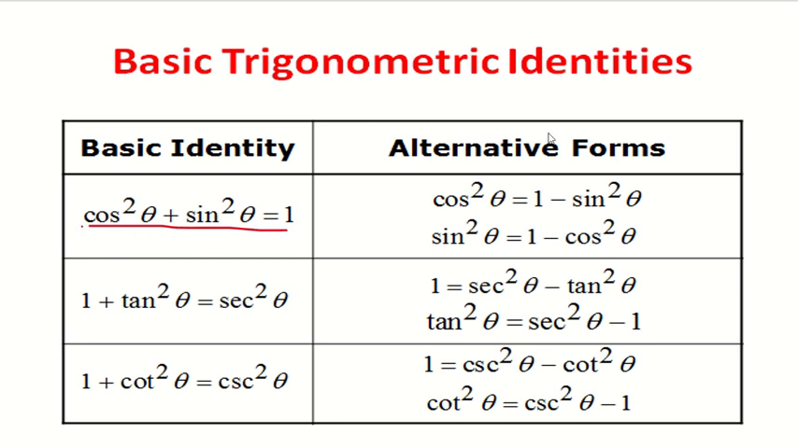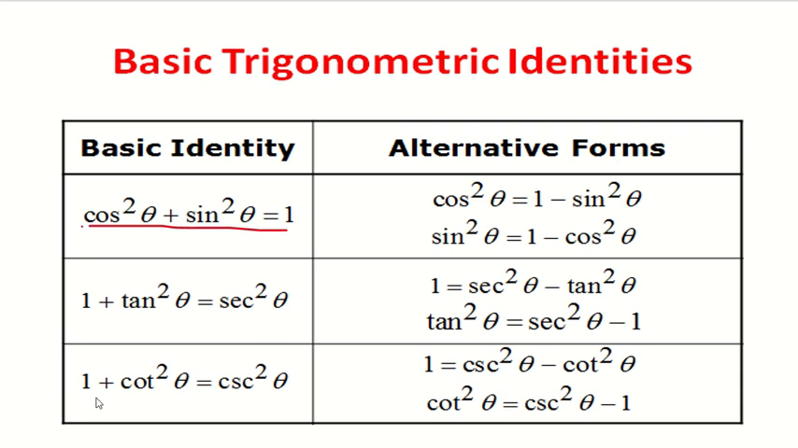You can write this in further forms as your sums need. Cos squared theta equals 1 minus sin squared theta. Sin squared theta equals 1 minus cos squared theta. Same way, 1 plus tan squared theta equals secant squared theta, so 1 equals secant squared theta minus tan squared theta, and tan squared theta equals secant squared theta minus 1. You can rearrange the basic identity however you need to apply it in your problem.